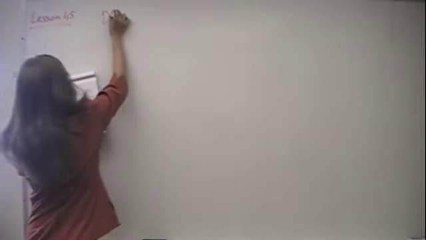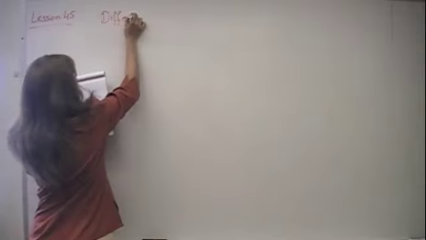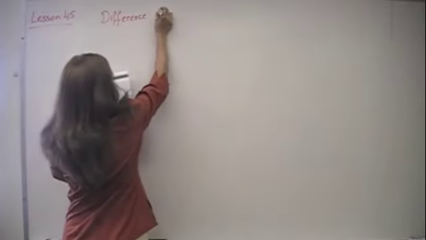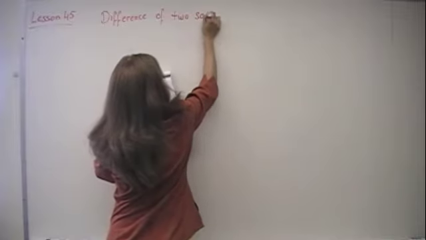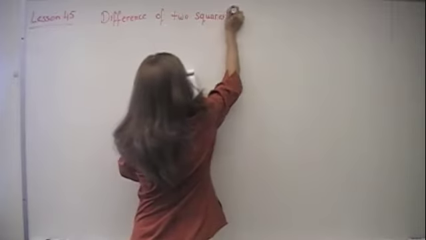Lesson 45. Difference of two squares theorem.